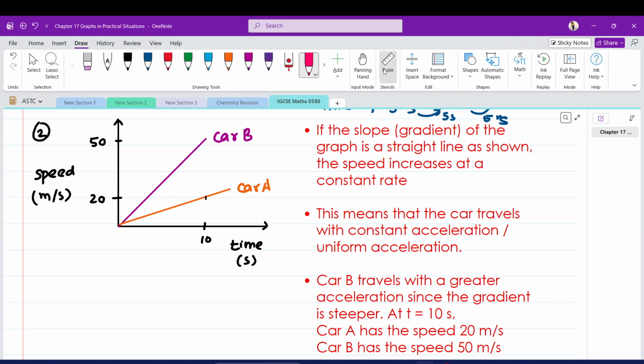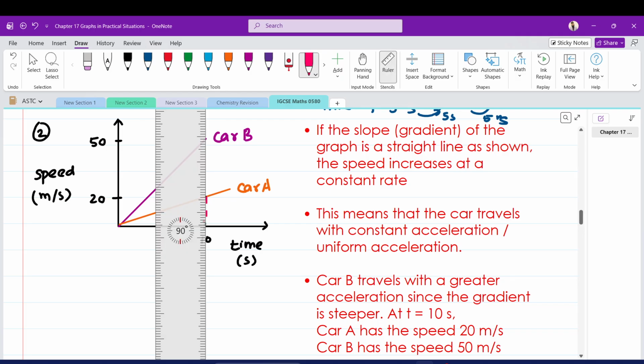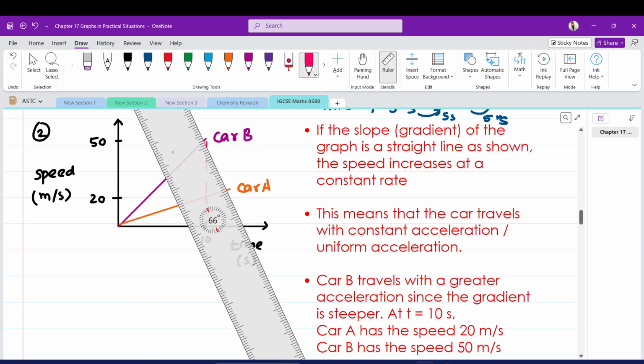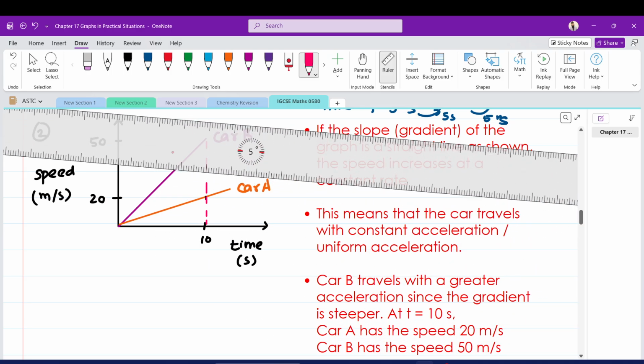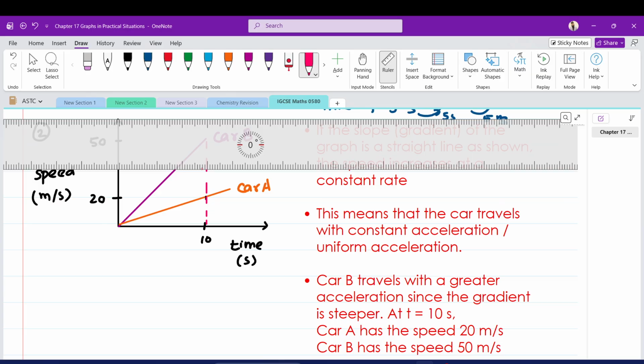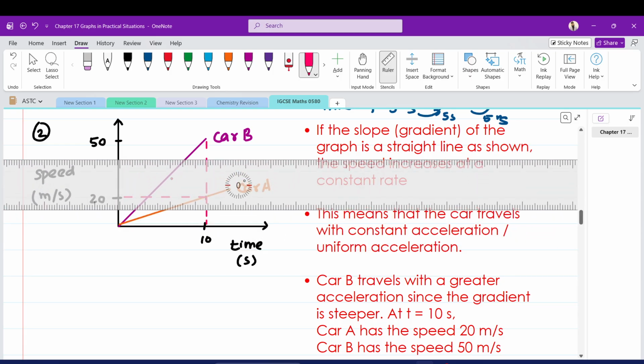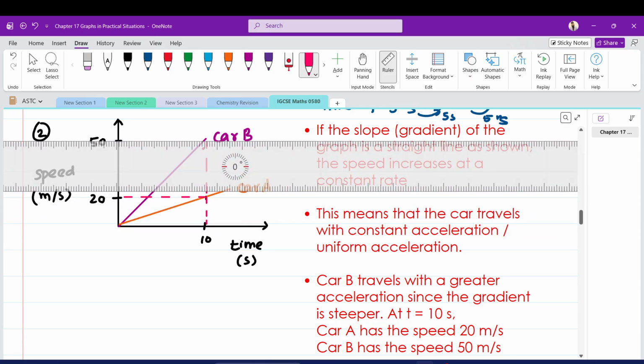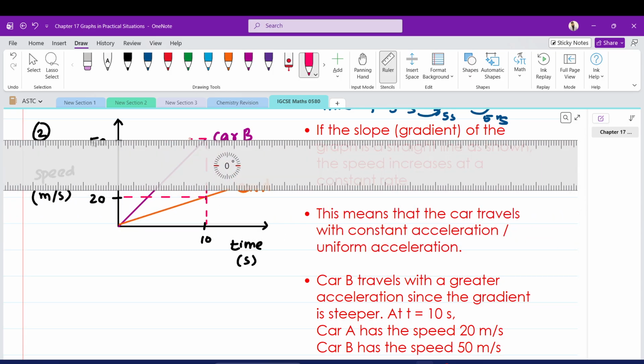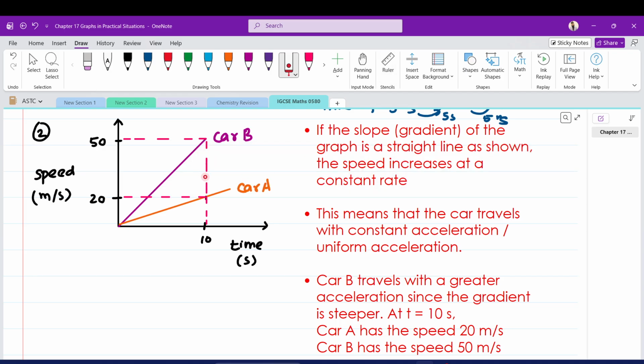So this is what we mean by that. Let's say I'm going to draw a straight line throughout this, and now let's draw a horizontal line. For car A, at 10 seconds, the speed is going to be 20. But for car B, after 10 seconds, the speed is 50. So this tells us that car B is accelerating faster than car A.